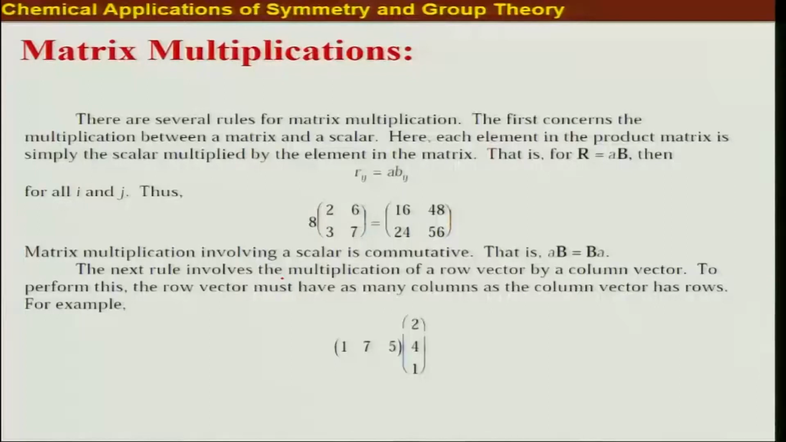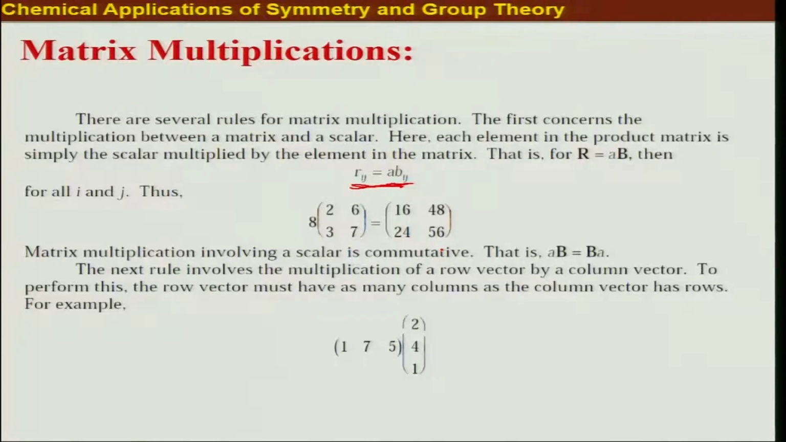Okay, so for any matrix, say B, whose elements are b_ij, and if you are given a scalar quantity A, then the new matrix that will form after the multiplication, its elements r_ij, will be related to A and b_ij as follows. Essentially, it's multiplying all the elements of the matrix B by the scalar quantity. One example is given here, where you can see that 8 is the scalar quantity and you have this 2 by 2 matrix. So 8 is being multiplied with each of the elements. 8 times 2 you get 16, 8 times 6 you get 48, and so on.